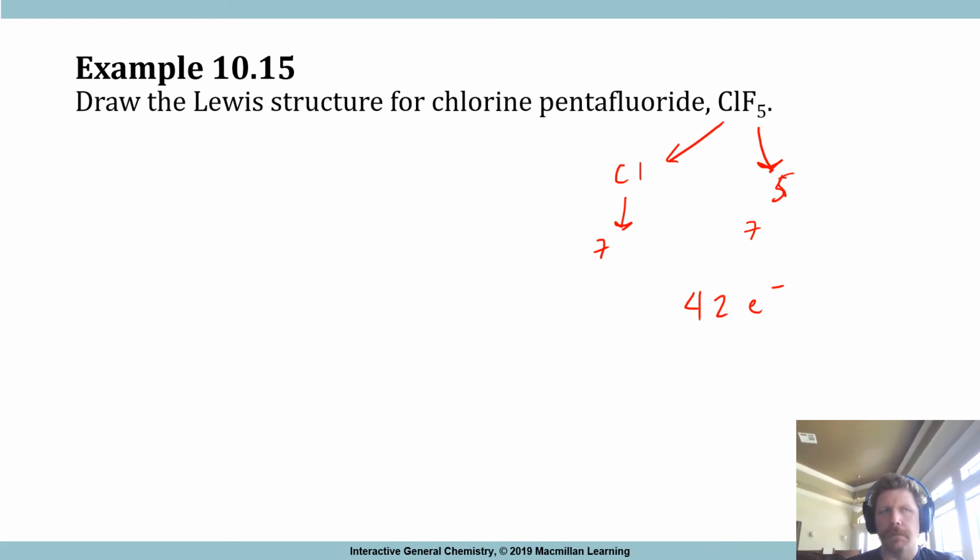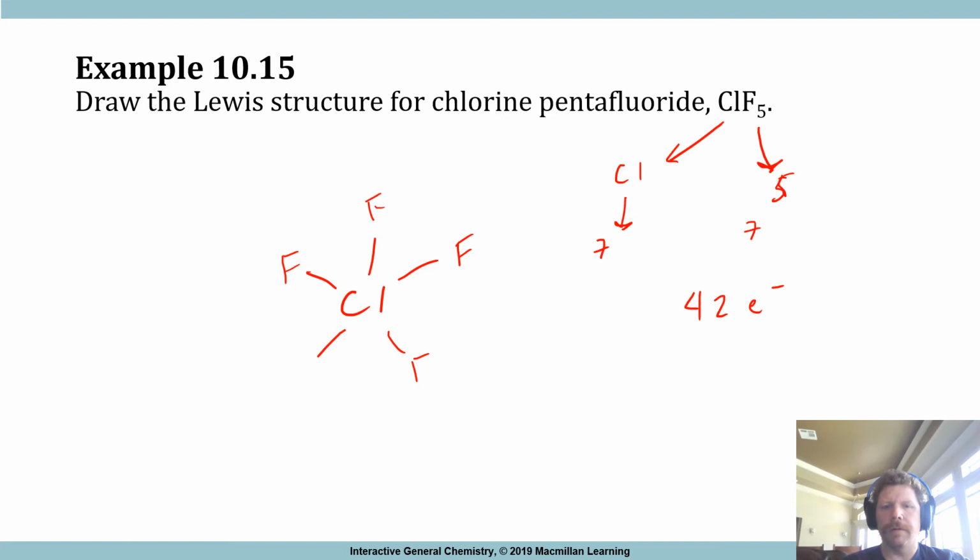Now, the key of this is to first identify your central element, which is Cl. And then we've got our sum of our 42 electrons. And we're going to draw this right here. F, F, F, F, and F. Okay, now drawing it just like this, chlorine has already exceeded its octet, but based on chlorine being in period 3 or beyond, well, it's just fine.